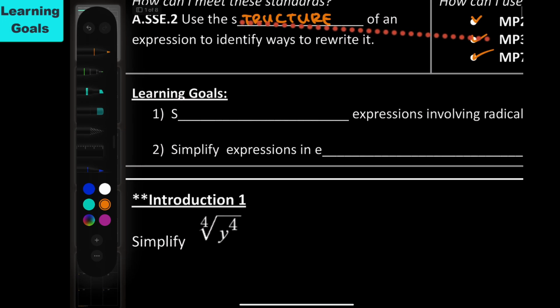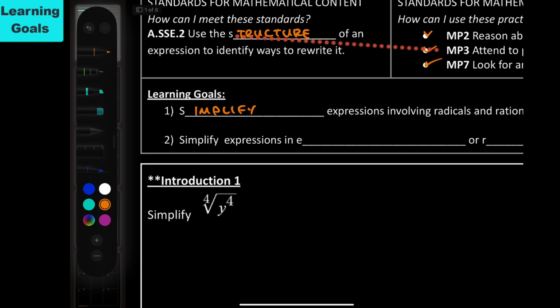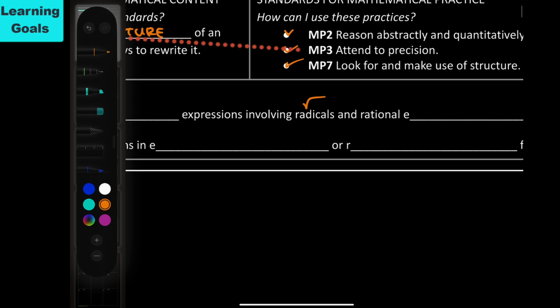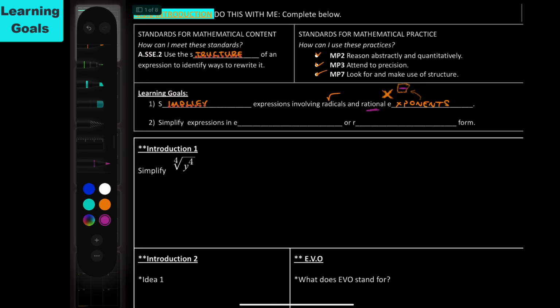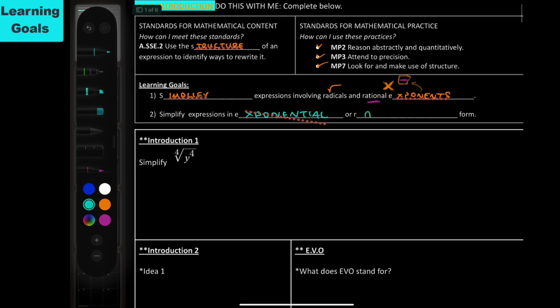Okay, what are our learning goals? You can simplify expressions involving radicals and rational exponents. Remember, exponents were that stuff that was up there, usually with the variable x. The only difference now is with rational, it's going to be a fraction. So simplify expressions in exponential or radical form.